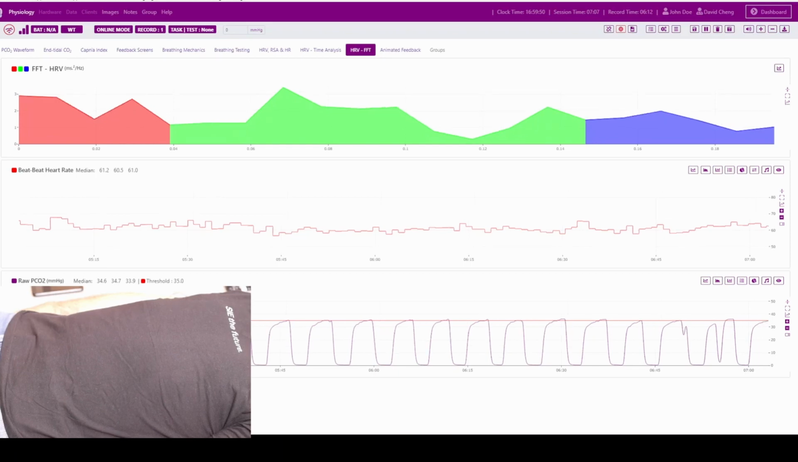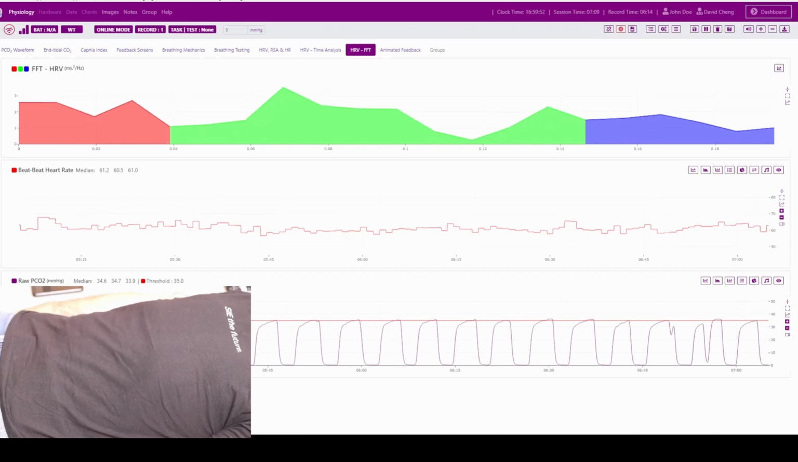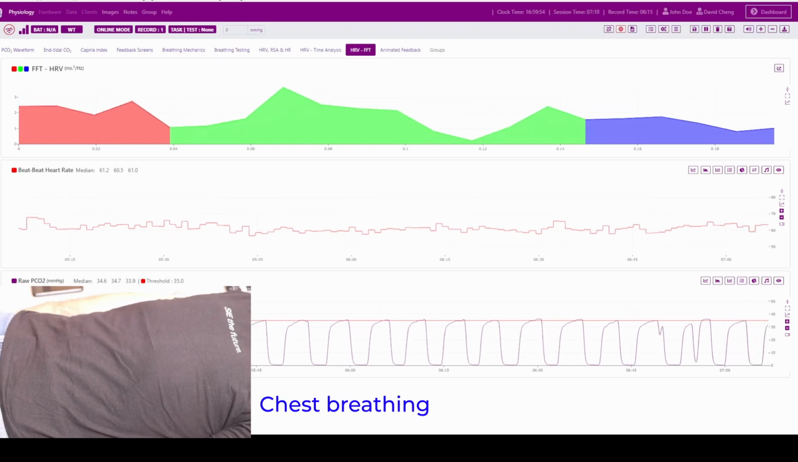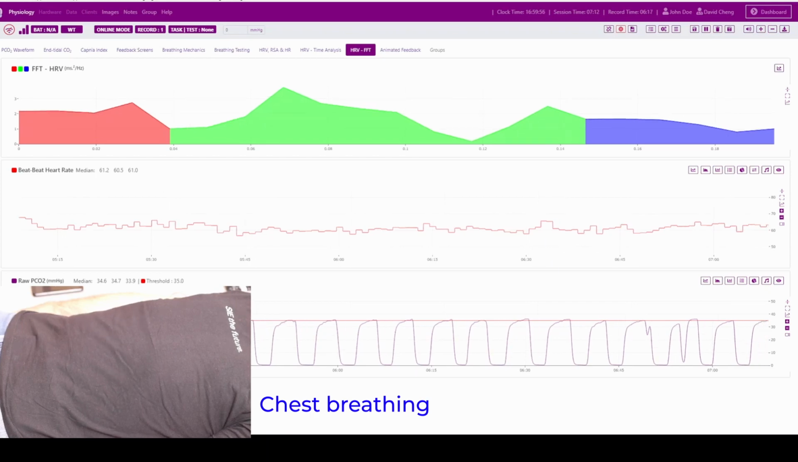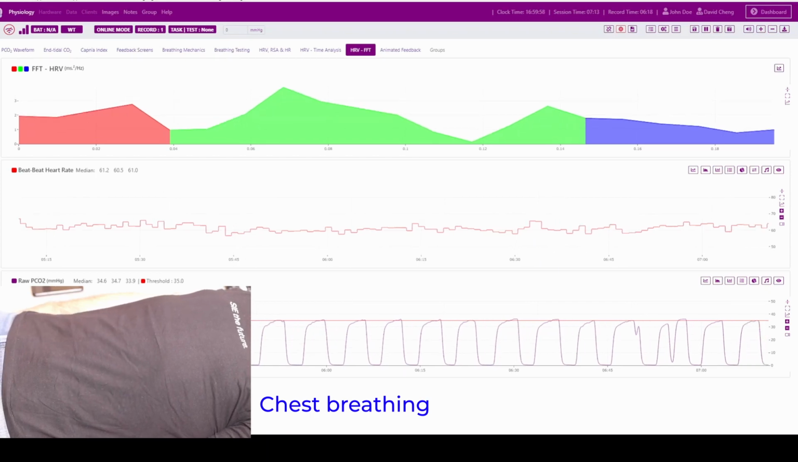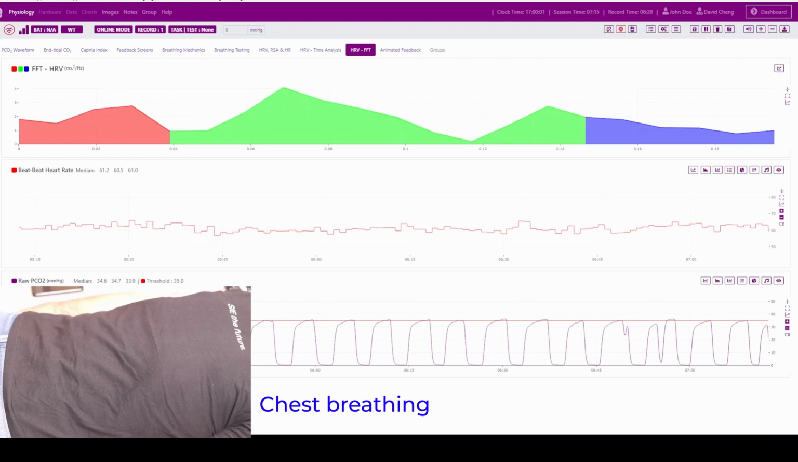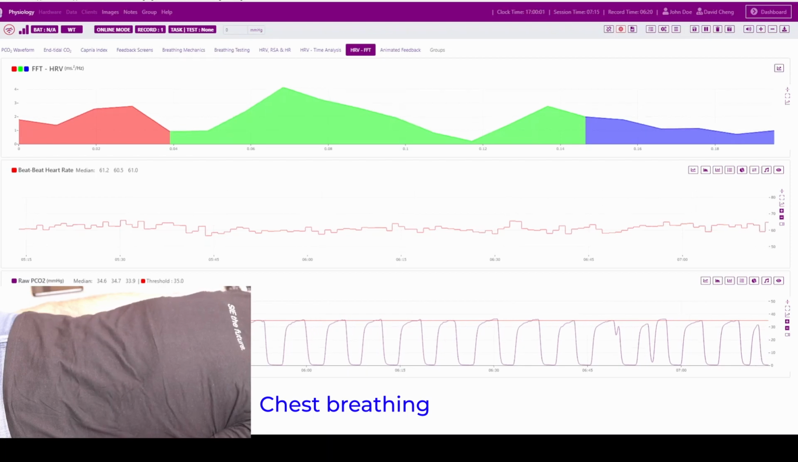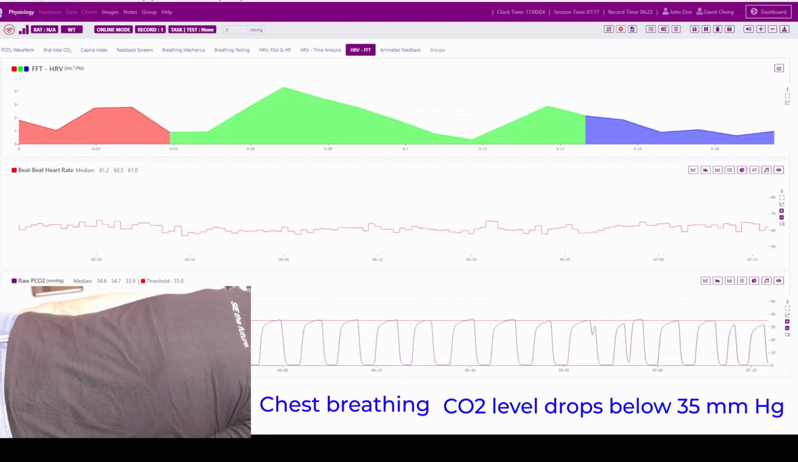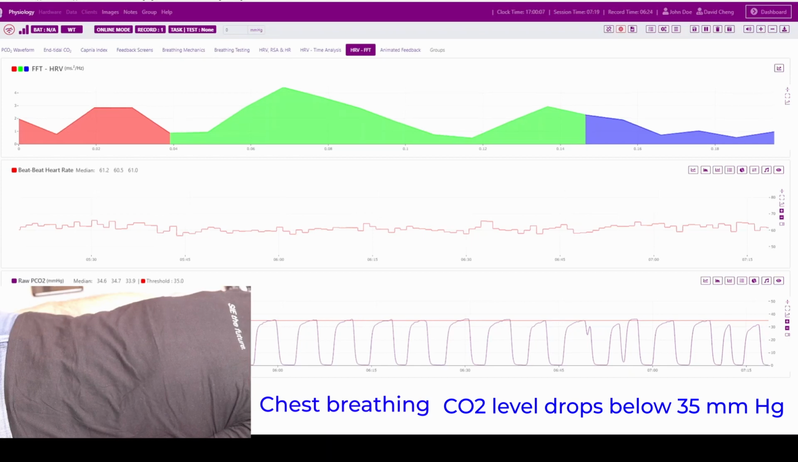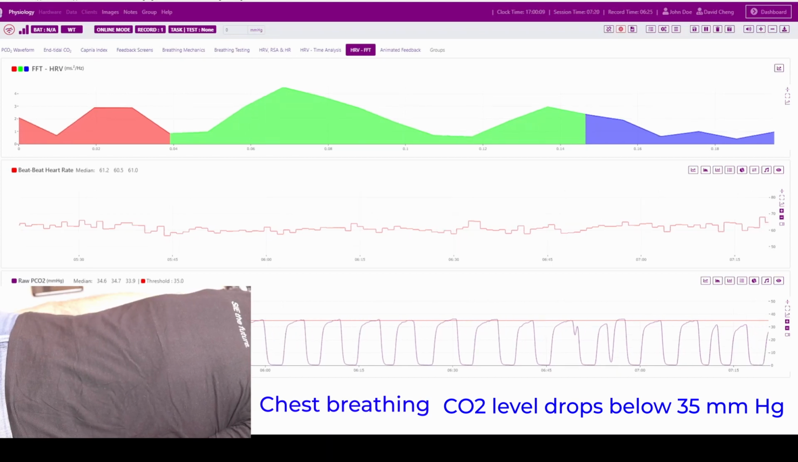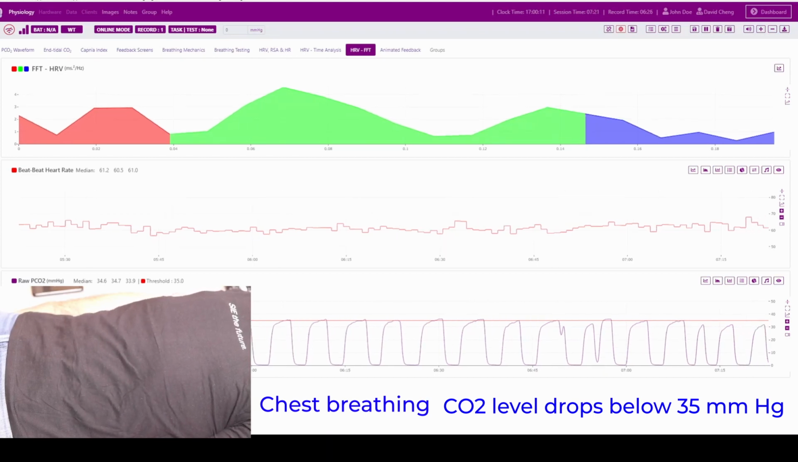So we're going to go a little bit now into chest breathing. John, if you can just do chest breathing for me, please. You can see the chest moving up and down. Now you'll see as soon as you look at the lower right-hand side, the carbon dioxide level drops immediately. Let's do maybe a couple more of those breaths, chest breathing.